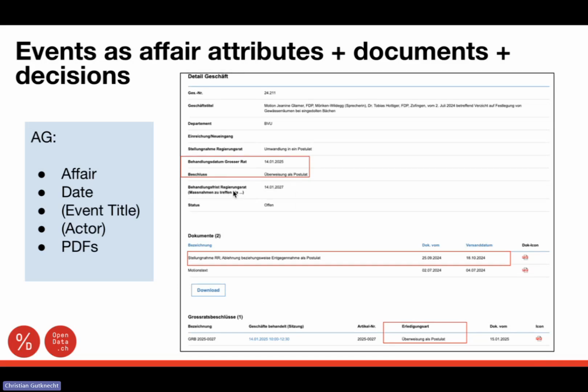Then we have a mixture sometimes. So you have, for example, Aargau, where you have affair attributes where they have standardized some stuff. Then you have documents, which are also some kind of clue about what happened during the affair. And then sometimes you have decisions here.